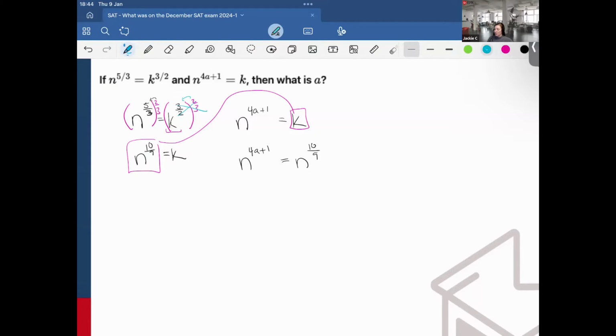And now, since our bases are the same, the bases of n, we can safely set the exponents equal to each other and solve for a. So 4a plus 1 equals 10 over 9. 4a equals 10 minus 1. I'm just going to make it 9 over 9 so it has the same common denominator. So 4a is equal to 1/9, and then divide each side by 4. So a would be equal to 1 over 36.